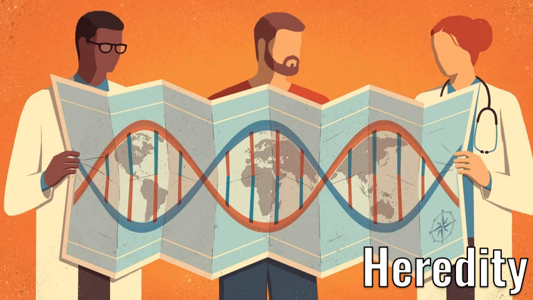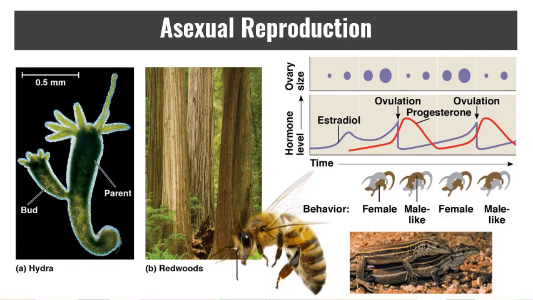Unit 5 focuses on heredity and the biological concepts and processes involved in ensuring the continuity of life. What is continuity of life? Well, you have to look at reproduction. You have to look at survival and reproduction and what that's really going to mean.